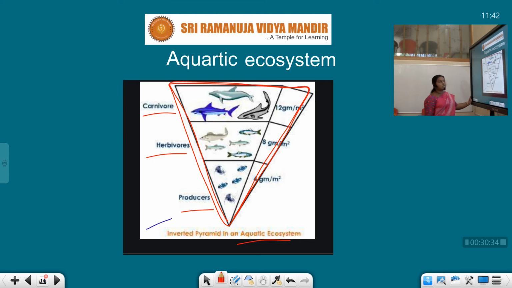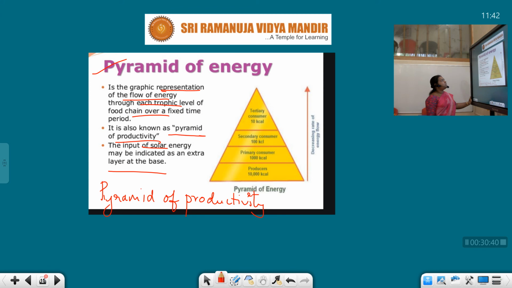The aquatic ecosystem has an inverted pyramid: producers, herbivores and carnivores, reverse to this. And the pyramid of energy is a graphical representation of energy flow through each trophic level in the food chain at a fixed time period. See students, it is also known as the pyramid of productivity.